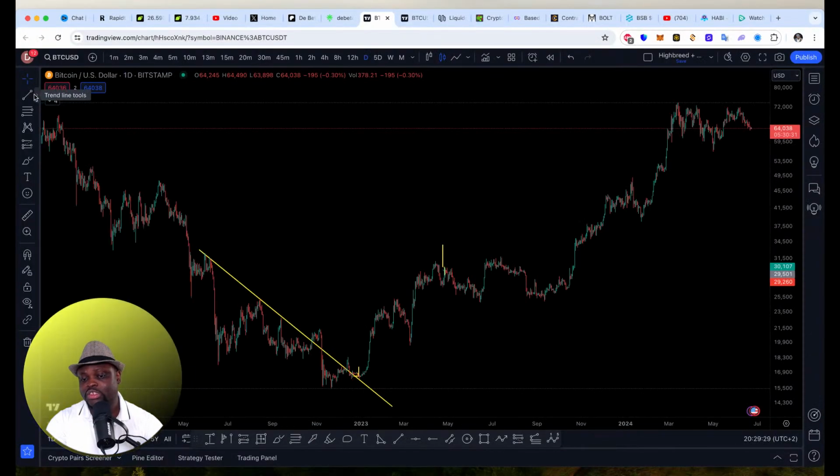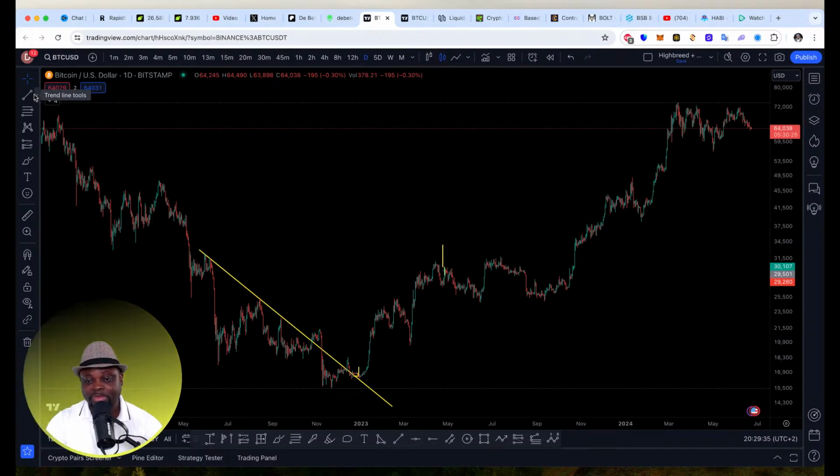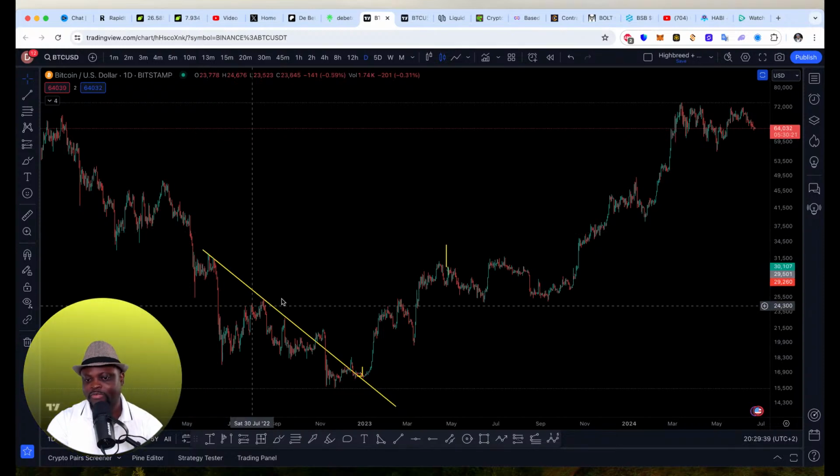Now, technical analysis is very important, because you're going to see when the trend is reversing, and there are indicators that I use to help me to do this. But let me just begin with the normal way of doing TA.